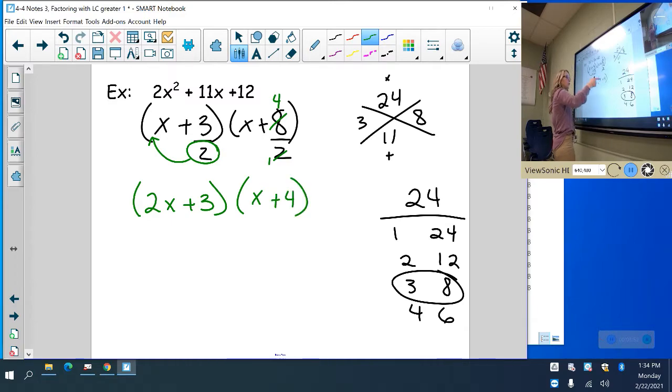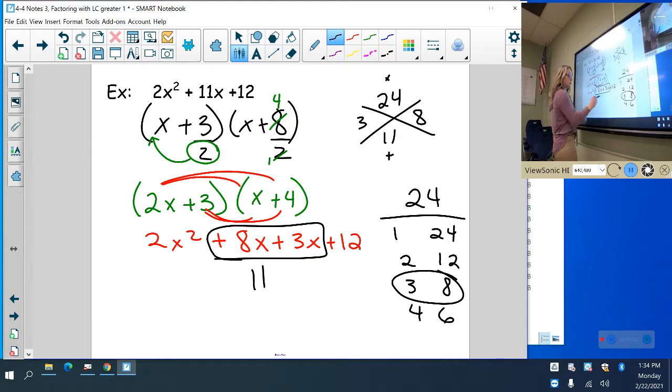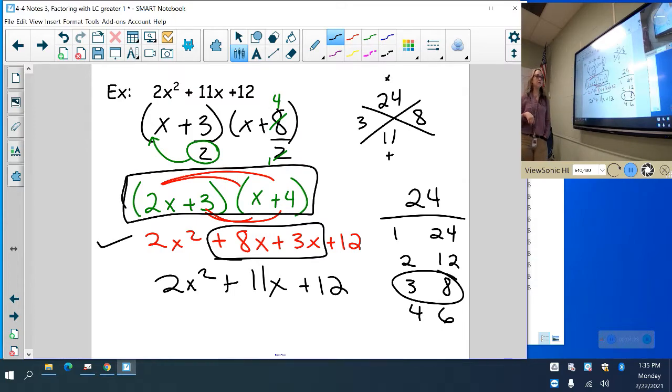Now, when I FOIL, I would get 2x squared plus 8x, because 2x times 4 is 8, plus 3x plus 12. Combine those middle terms in here. 8 plus 3, which we already talked about over here, there you see it, is 11x. So I have 2x squared plus 11x plus 12, which matches that. So this is your answer right here. This was where we checked it, but that's your answer. That's what you're looking for.